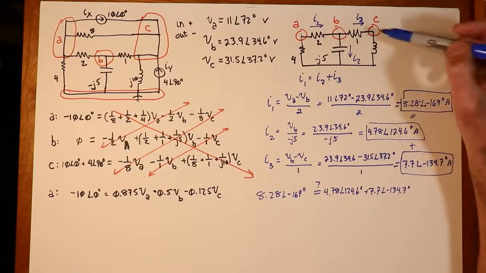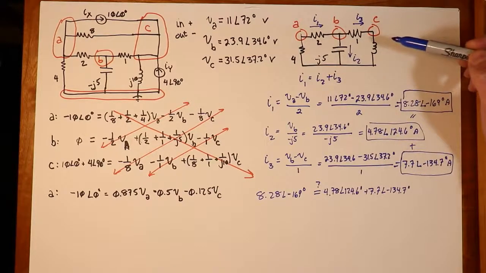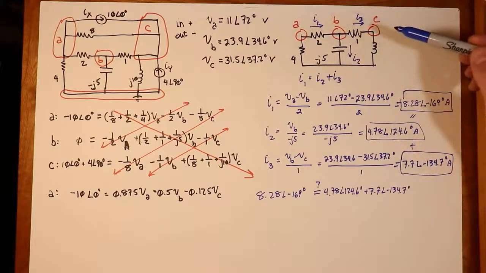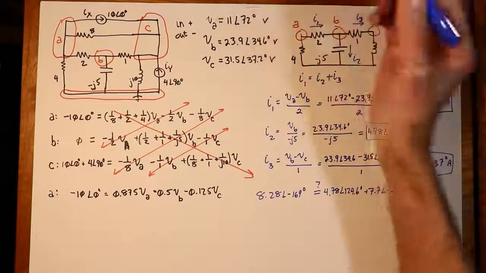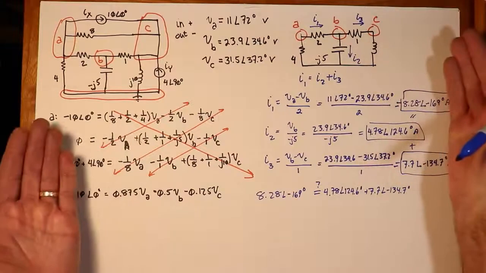Now, I will repeat the process for node A, and I'll repeat the process for node C. And if they balance out as well, then we know we have a set of values that are good. And we're happy.